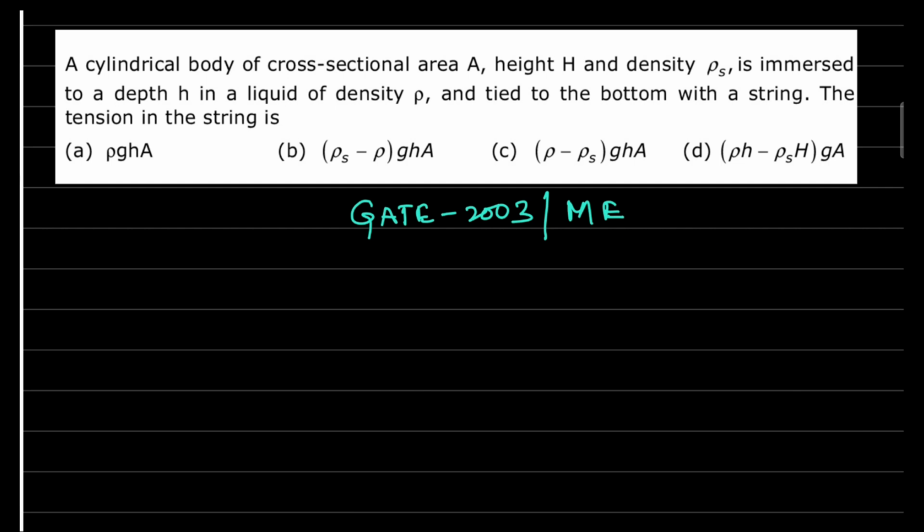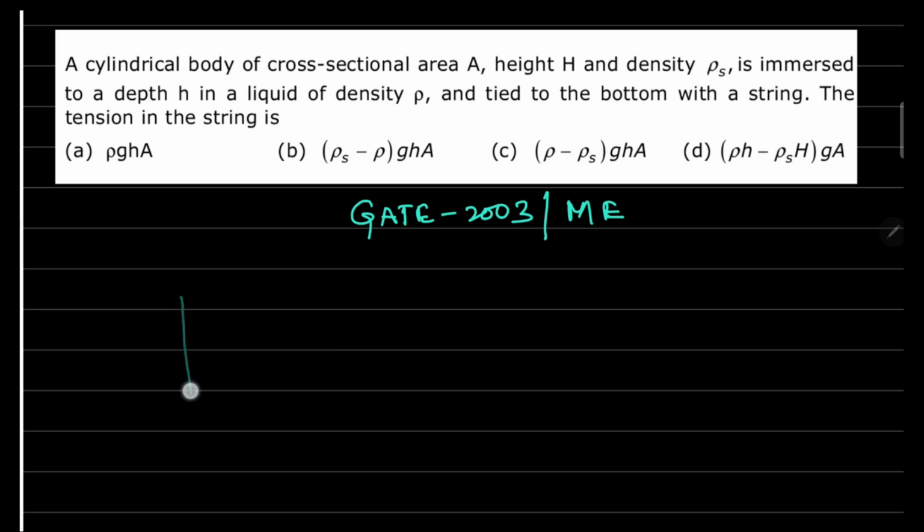So the first problem, which appeared in GATE 2003 Mechanical Engineering, says: a cylindrical body of cross-sectional area A, height H and density rho s is immersed to a depth small h in a liquid of density rho and tied to the bottom with a string. The tension in this string is? So first of all we'll draw the problem definition.